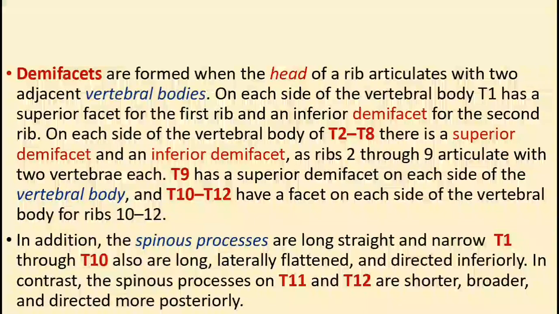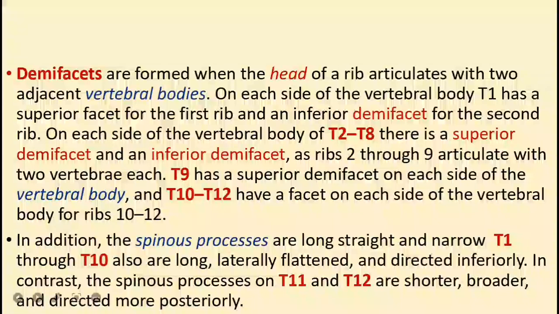T9 has a superior demifacet on each side of the vertebral body, and T10 to T12 have a facet on each side of the vertebral body for ribs 10 to 12. In addition, the spinous processes are long, straight, and narrow. T1 through T10 are long, laterally flattened, and directed inferiorly. In contrast, the spinous processes of T11 and T12 are shorter, broader, and directed more posteriorly.